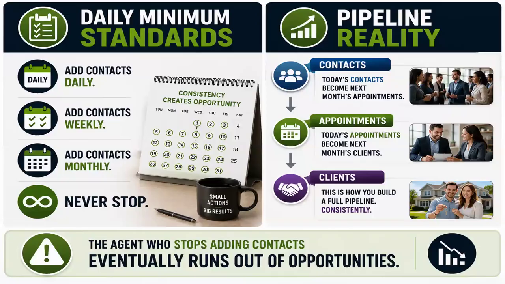The reality is today's contacts, like we talked about, can become next month's appointments. They can become next month's clients. They can become a reliable way to build a full pipeline consistently. The agent who stops adding contacts eventually runs out of opportunities. When you're out of opportunities, you have white space on your calendar. When you have white space on your calendar, you start to drift.